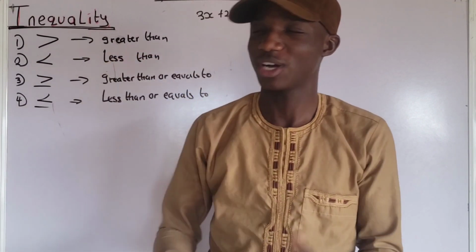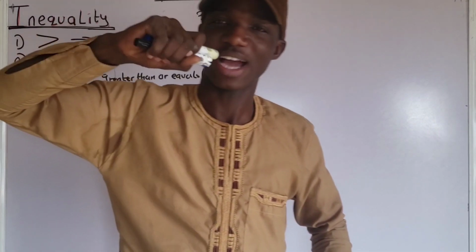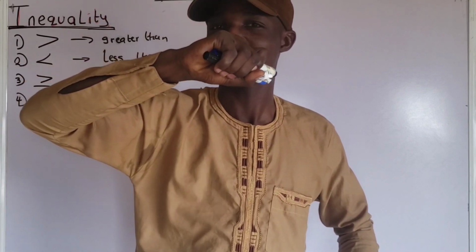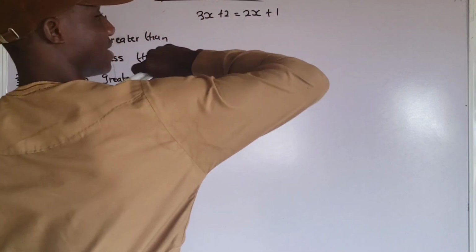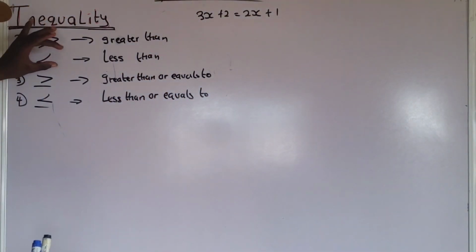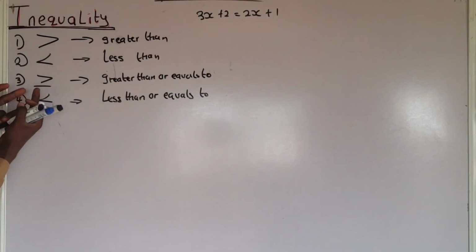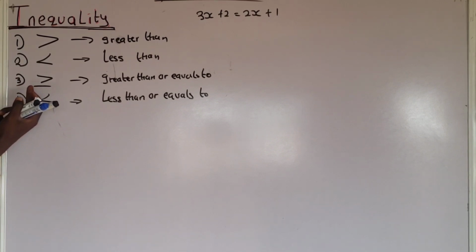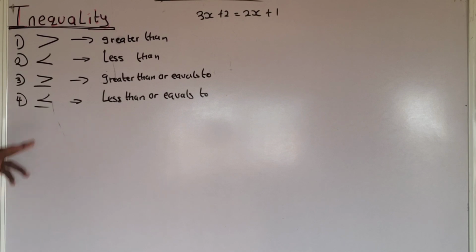So maybe you can use that analogy to remember that your right hand is the greater than when you do your hand like this. So this is how greater than will look like. If I turn like this, you can see that this is how it looks. Greater than, less than is your left hand. Then greater than or equals to, you put a bar beneath the greater than sign, then less than or equals to, you put a bar beneath the less than sign.